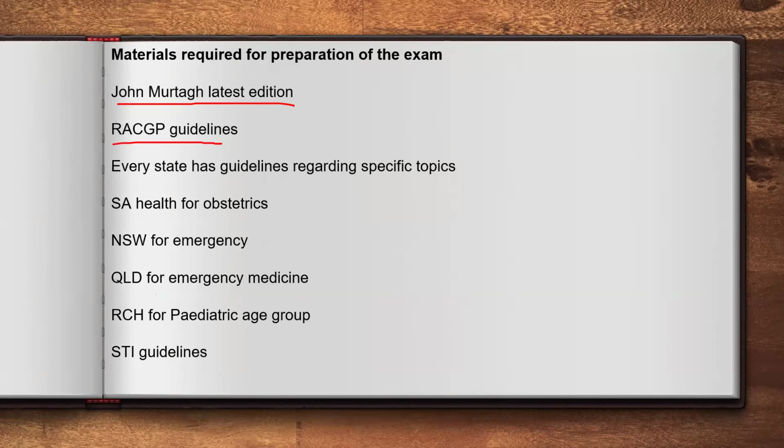Now, in the exam as well, you will get questions from a general practitioner perspective. For those kinds of questions, RACGP, the Royal Australian College of General Practitioners guidelines, are recommended. John Murtagh and RACGP guidelines are very similar. John Murtagh is basically based on all the guidelines which are used in the Australian health system.